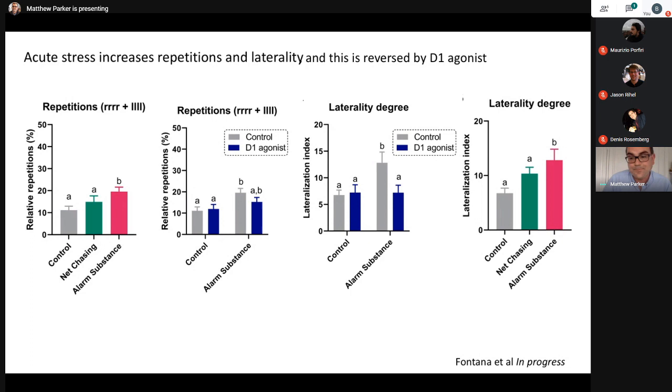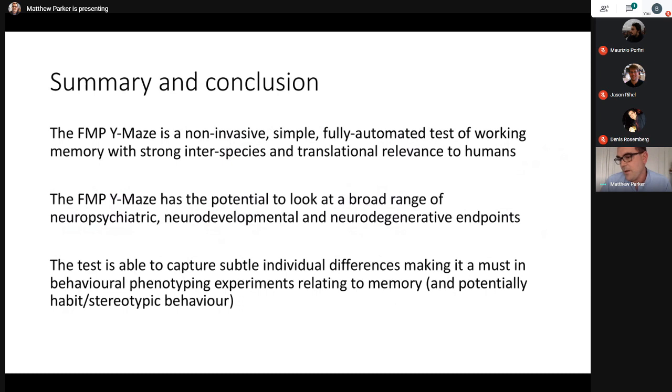So to give a conclusion, because I am at time and ready to finish. The FMPY maze is a simple, non-invasive, automated test of working memory, and we've demonstrated both interspecies and translational relevance to humans. It also potentially, based on our data from what we've looked at in terms of the other aspects of behavior, may be able to give us potential to look translationally at a broad range of disorders such as neuropsychiatric, neurodegenerative and neurodevelopmental. Also, it's really important to look at subtle individual differences when you're looking at experiments relating to memory, but also potentially to habit and stereotypic behavior. So we're able to look at these very subtle differences within this test, something that our tests in the past haven't really been able to do.